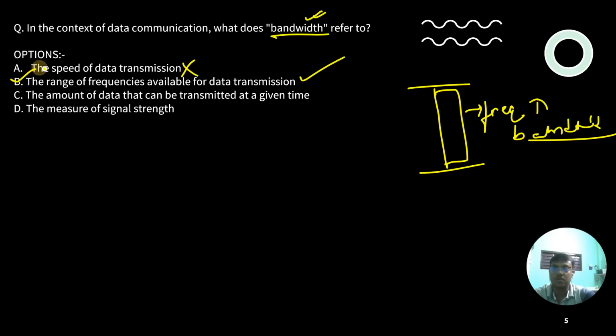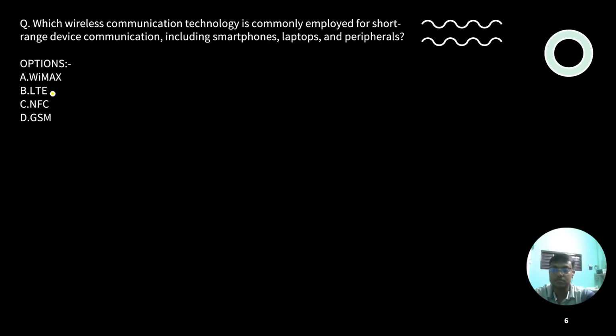Now let's move on to the next question. Which wireless communication technology is commonly employed for short-range device communication, including smartphones, laptops, and peripherals? Now, this kind of question you need to know the information. It is not like you are gonna understand something.